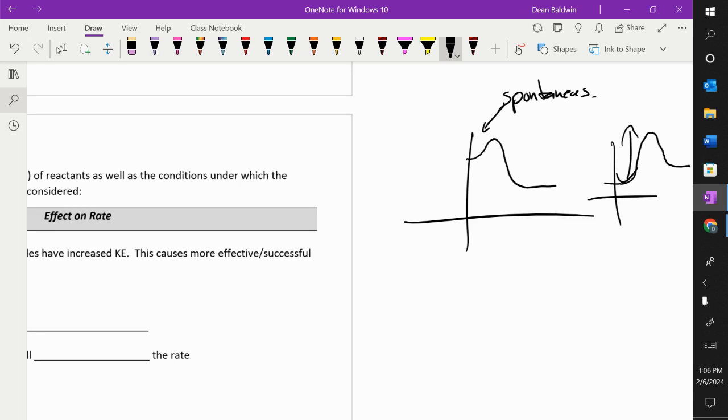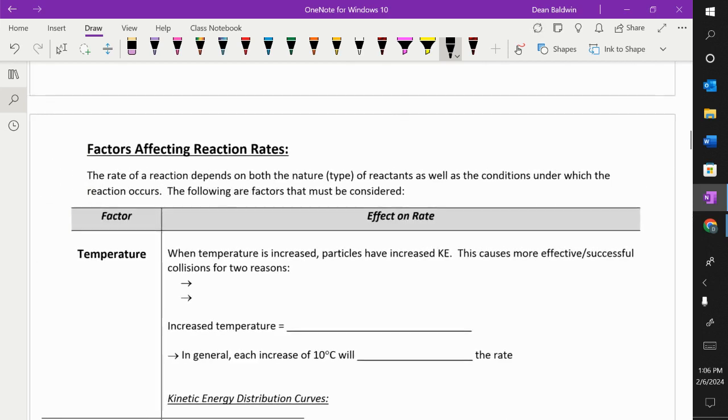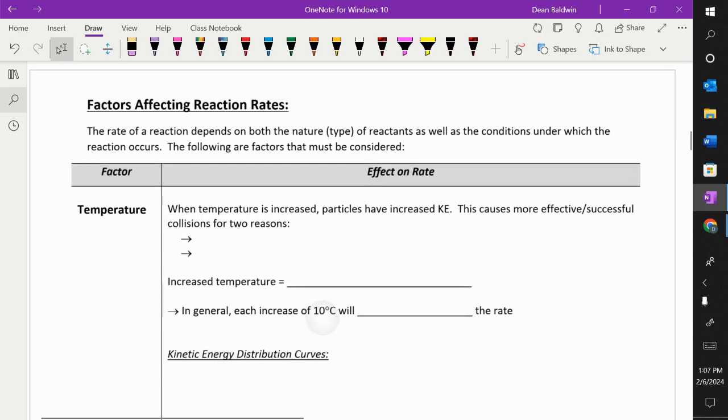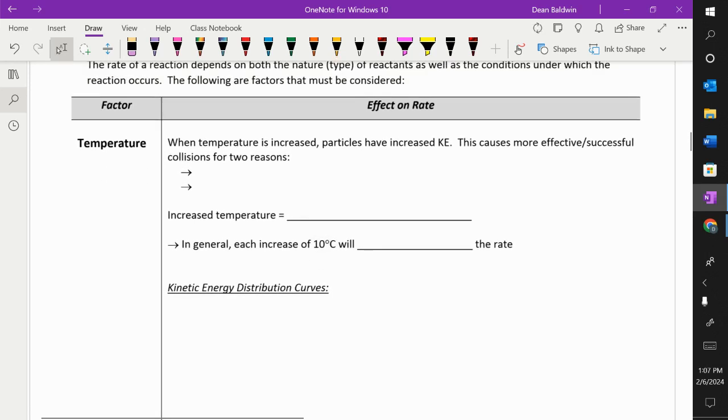Okay. So some reactions go really slow, some reactions go really fast. We want to look at ways that we can increase the reaction rate or change the reaction rate. Okay. And there's a variety of things that we can do. All right. So the easiest, I don't want to say easiest one, the most basic one, I guess, would be to just increase the temperature.